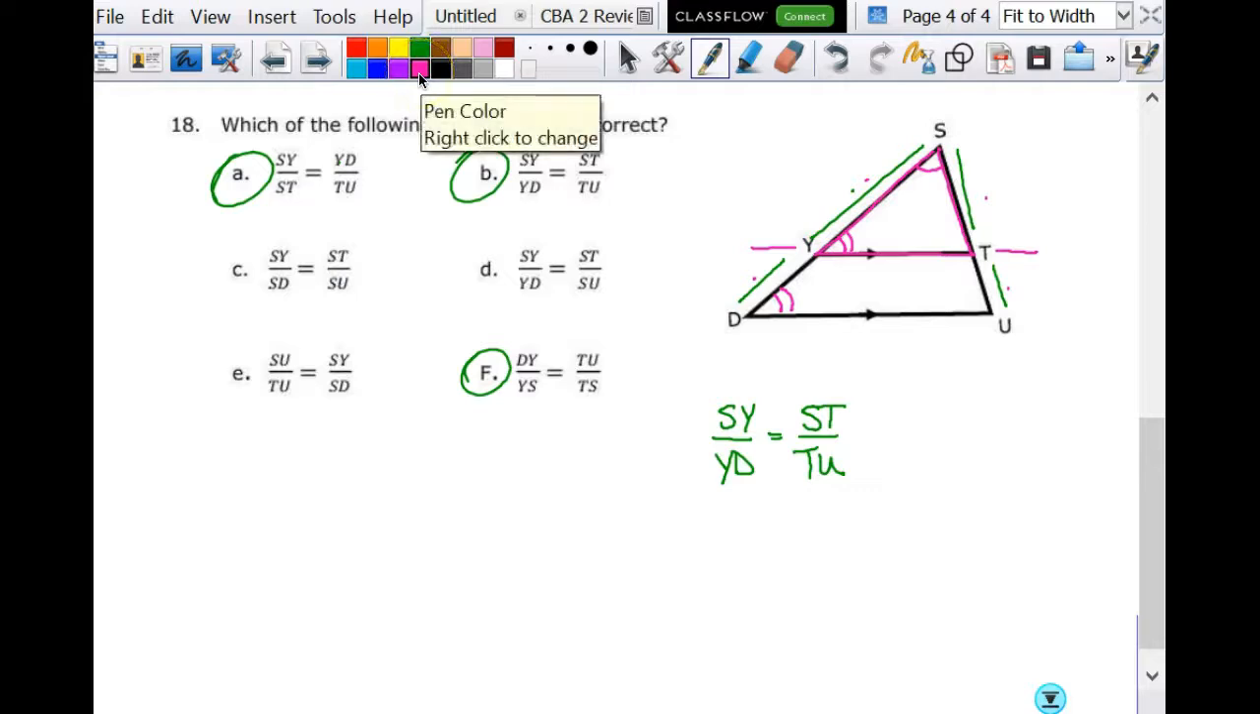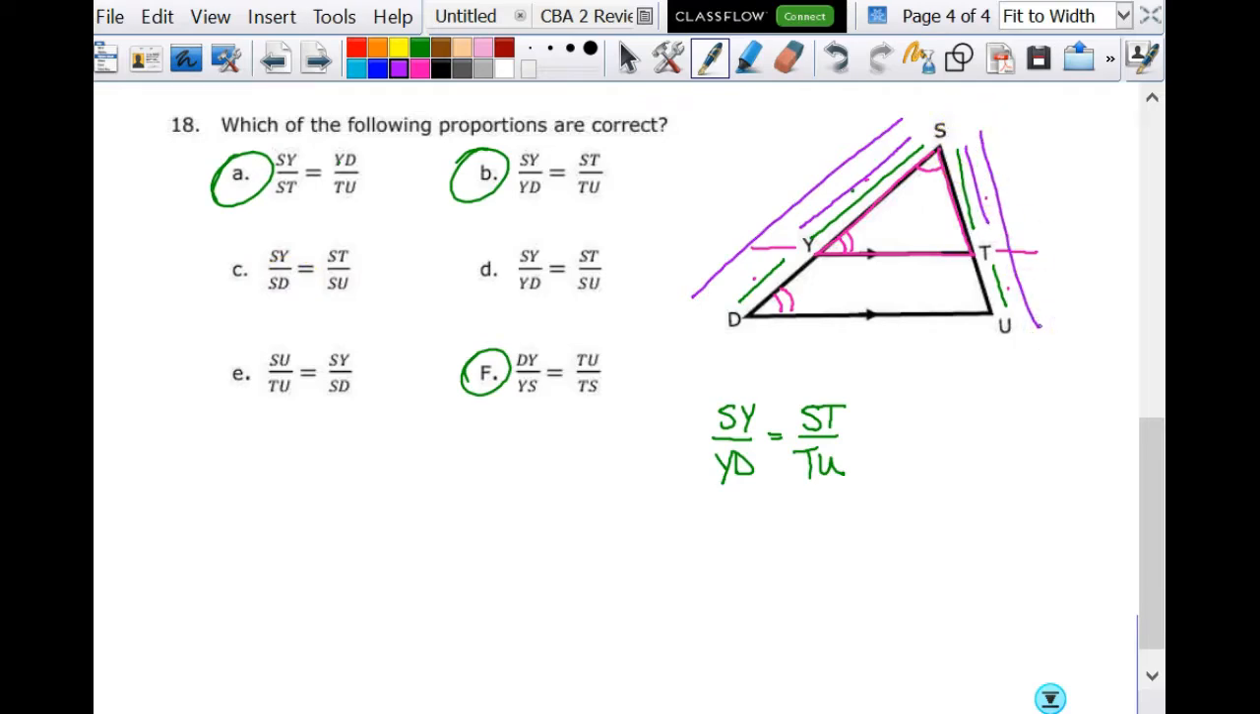Now let's look at the rest of these. SY over SD. So this is saying SY, this piece, or this side of the little triangle, over SD, the whole thing. SY over SD equals ST over SU. So that totally works from similar triangles. The side of the little one over the corresponding side of the big one equals the side of the little one over the corresponding side of the big one. So I like C.